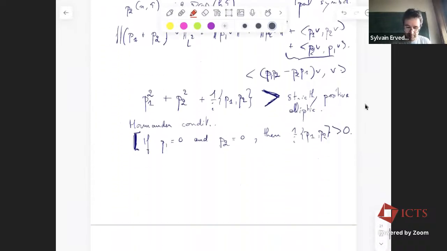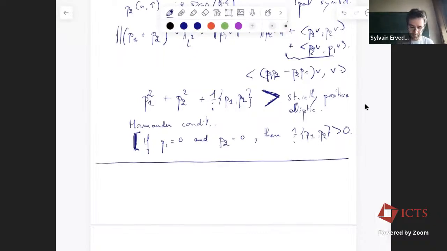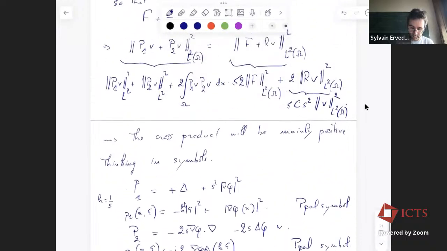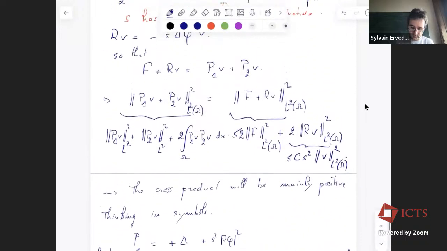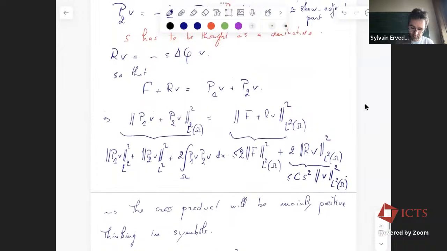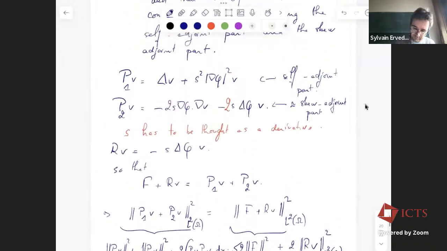But then I still have to do the computation here just to check that it works by doing computation. So let me go back to the computations of P1, P2V. So let me just keep this one.